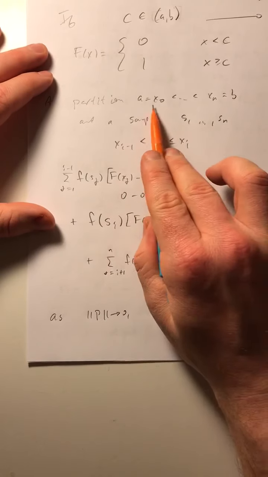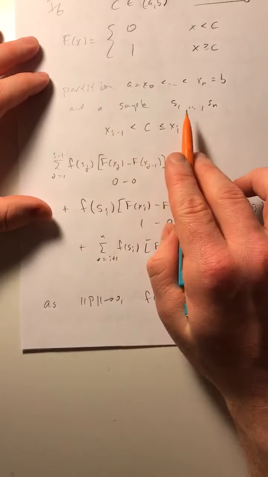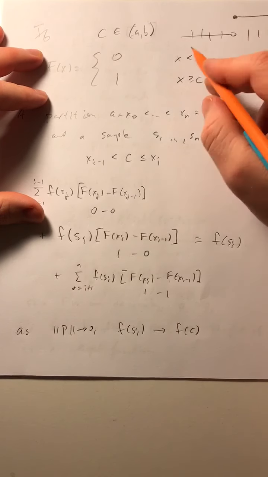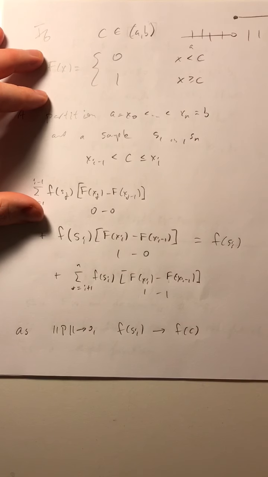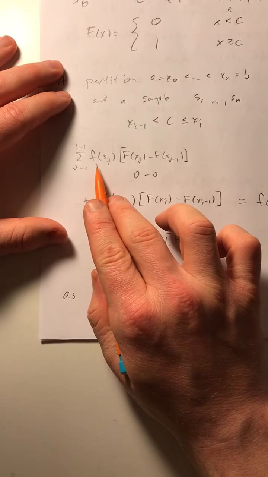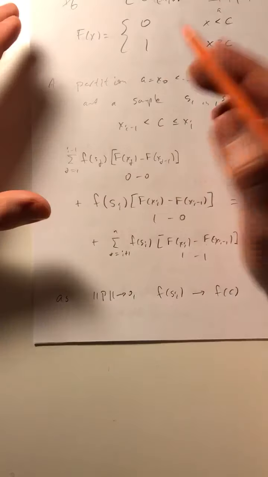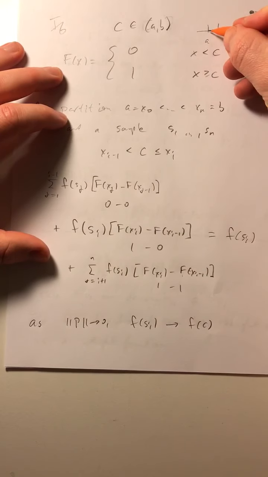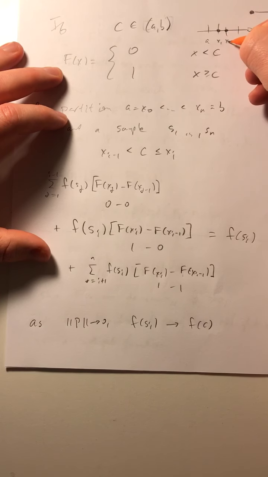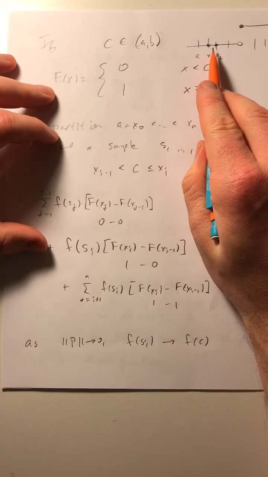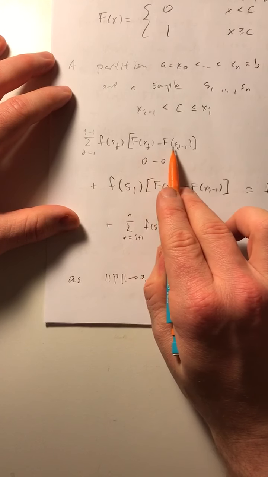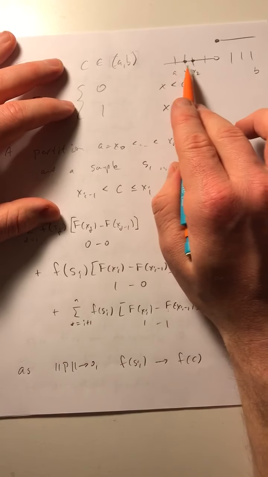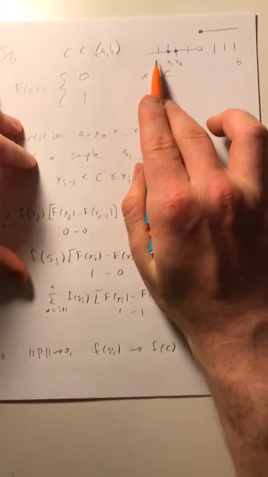Now I want to pick a partition of my interval AB and a sample. I'm going to split my interval up into these pieces, and now I'm going to do this weighted sum of values of little f. Little f is still our continuous function defined on AB. If I take two points over here, like x1 and x2, capital F is 0 at both of these points. So capital F of x2 minus capital F of x1 is 0 minus 0. So F is not changing at all over here, and these differences are all going to be 0 minus 0.